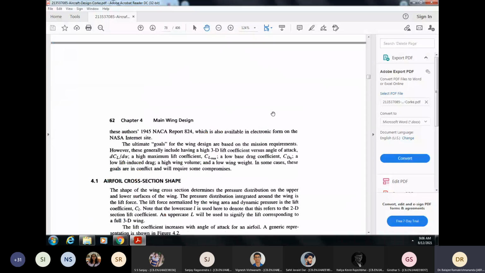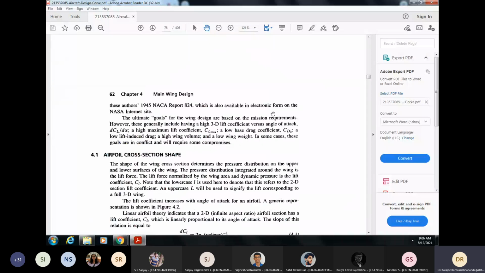Now this last paragraph is an important one to remember. The ultimate goals for wing design are based on the mission requirements. There is no hard and fast rule. We are given several indications here which may be useful to you.